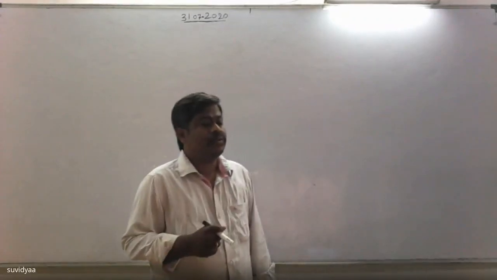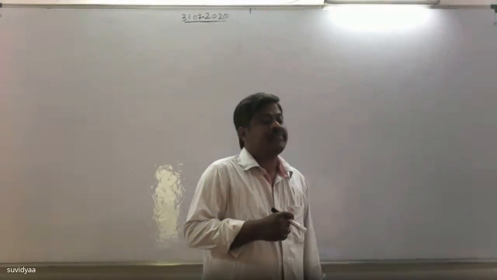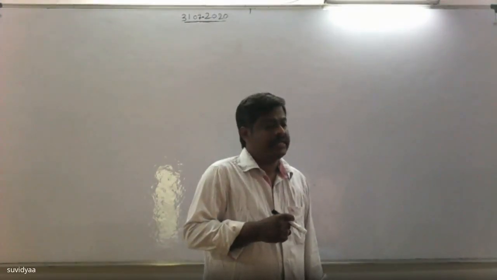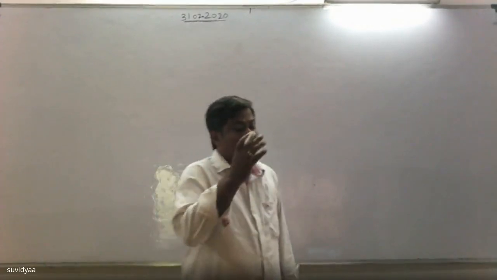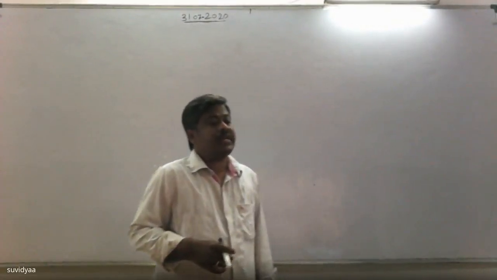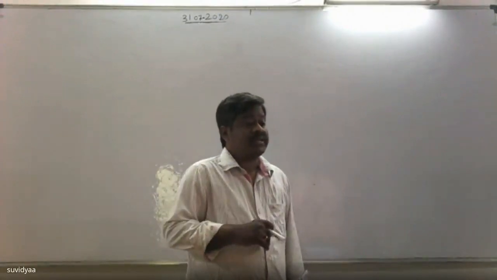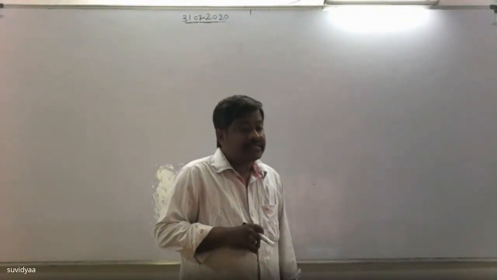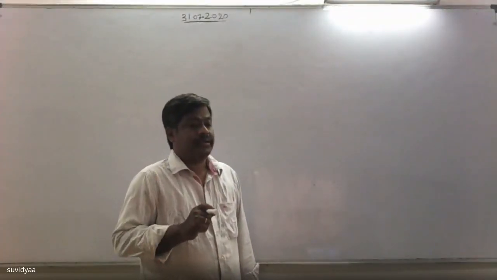Yesterday we discussed that measurement is of two types. What is the first one? Accuracy. Second one, precision. So we have discussed accuracy and precision. The difference also we studied yesterday. What is the difference between accuracy and precision?